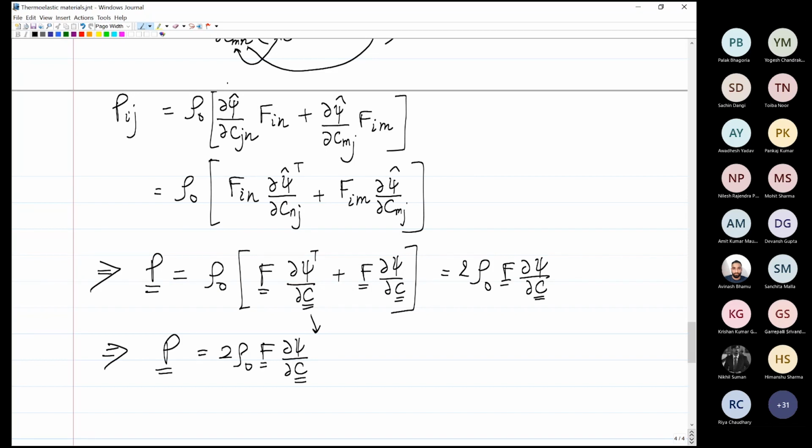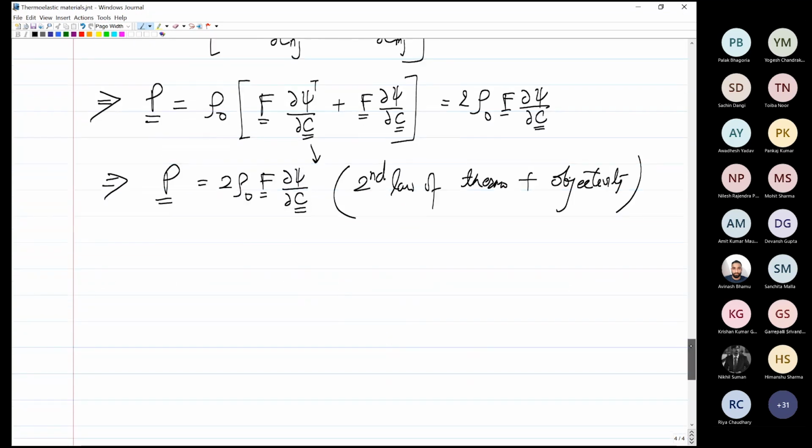So this is the implication of what? Second law of thermodynamics plus objectivity. Second law told me that P is the derivative of psi with respect to F, and objectivity said to us that psi depends on C, and therefore together this is what we are getting for P.